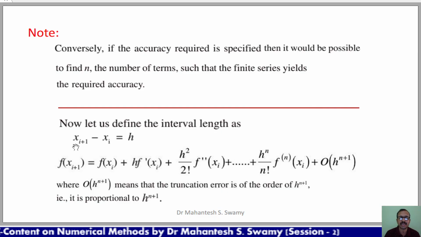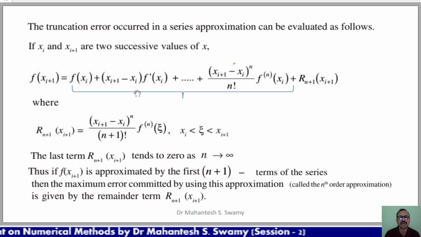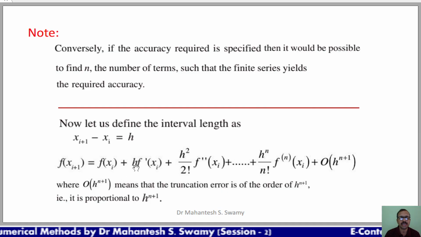Interval length is nothing but x_{i+1} minus x_i, that is equal to h if it is given. Then x_{i-1} minus x_i, in the formula x_{i+1} minus x_i, in these places you can replace it by h. So what happens? h square, h to the power of n, and here it is h to the power of n plus 1. So every other term is kept as it is.